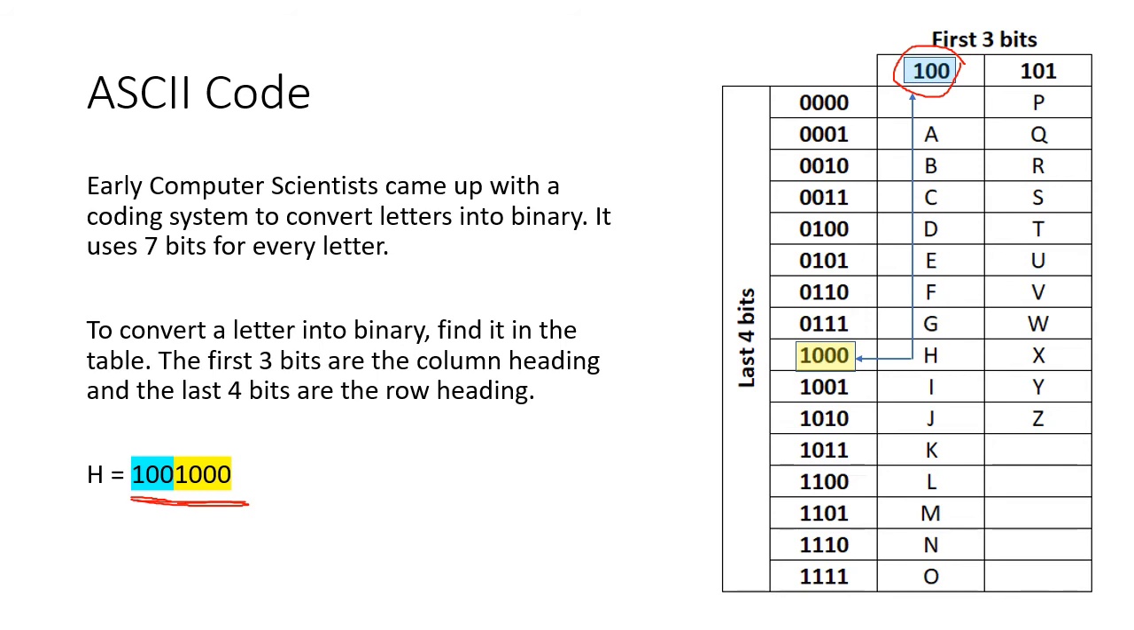So let's take another example. What if I wanted the letter S? So over here we've got the letter S. The first 3 bits are 101. So for the letter S, we would have 1, 0, 1, and then we would look across to the last 4 bits, which would be 0, 0, 1, 1.